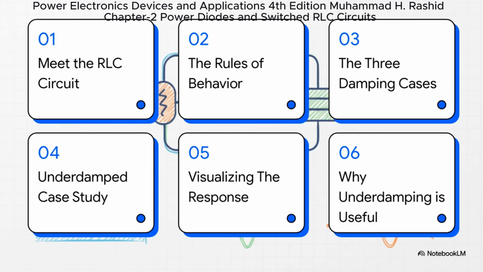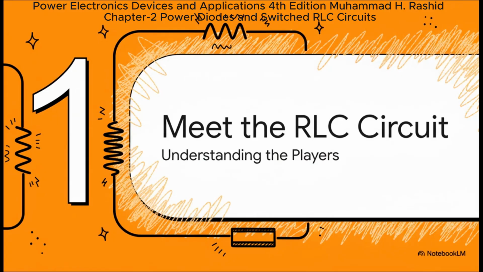So, here's our game plan. First, we'll get introduced to the circuit itself. Then, we'll dig into the rules that make it tick. After that, we'll explore its three unique personalities, walk through a real-world example, and then, this is the important part, we'll see why any of this actually matters in modern electronics. Okay, let's just dive right in.